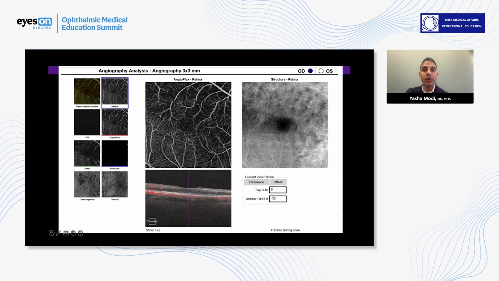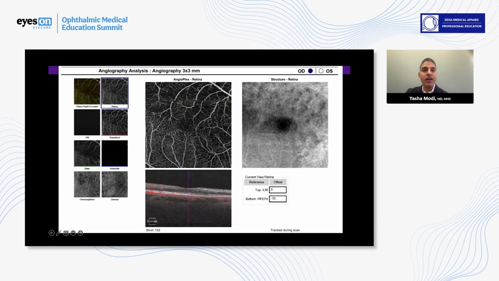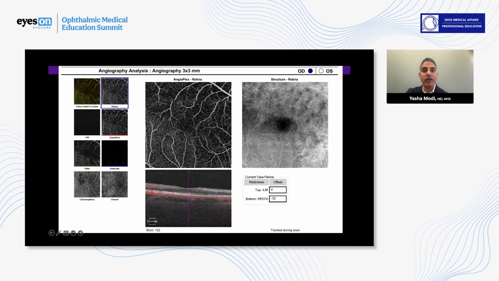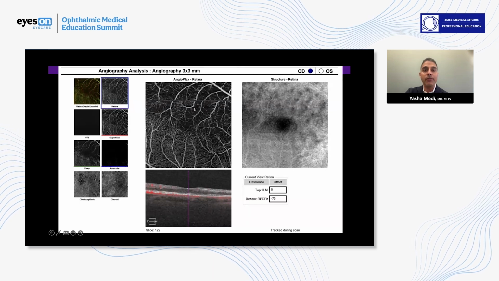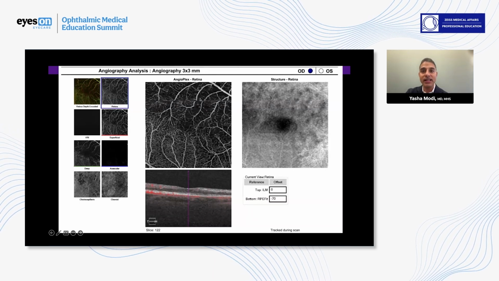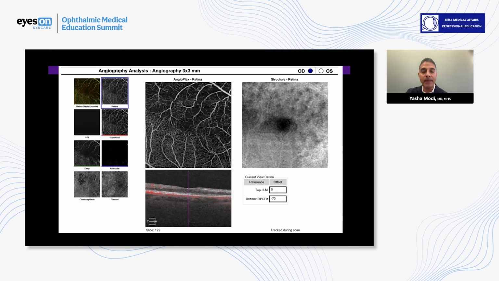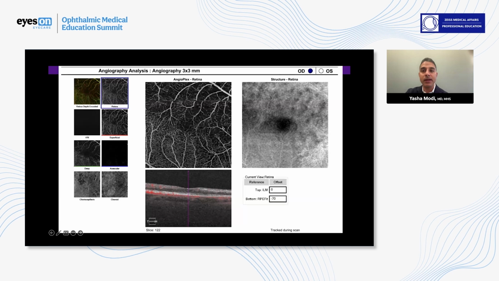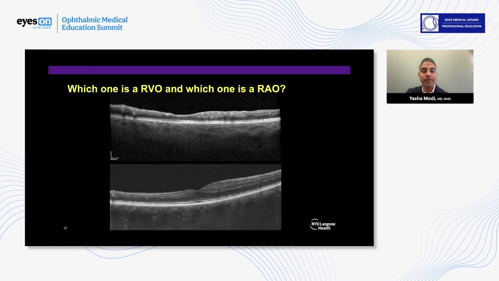But what if you take a look at the OCTA? So here's the superficial capillary plexus of a 3x3 image. And what we see is that we've lost vascular density at the microvascular level. And this respects the RAF-A and confirms a superior branch retinal artery occlusion.